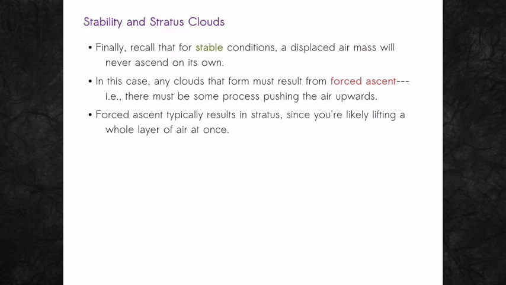So cumulus clouds were clouds that formed in conditionally unstable environments. They're warm plumes. Stratus clouds are actually clouds that form in stable environments. Now, you might ask yourself, how can that be? How can you get clouds in stable environments? Because in stable environments, the air wants to sink back down.